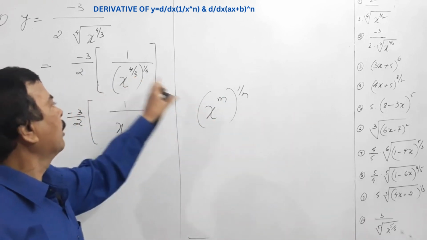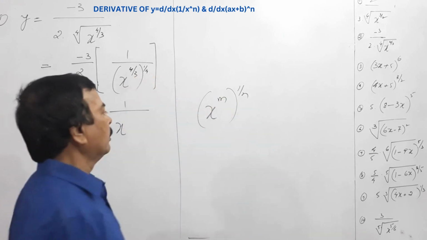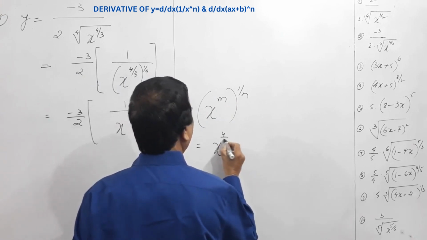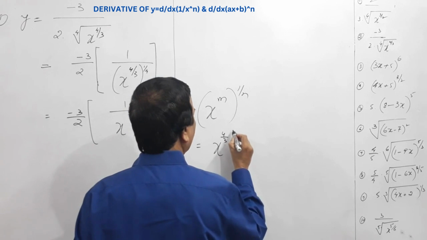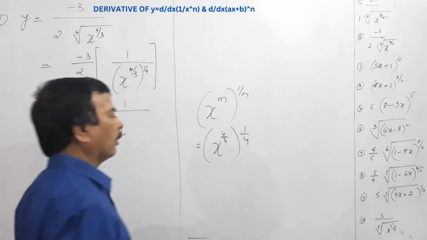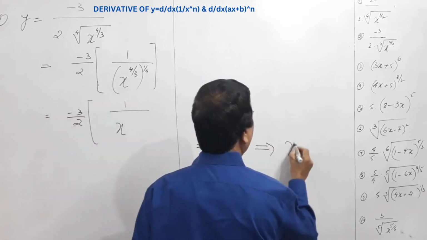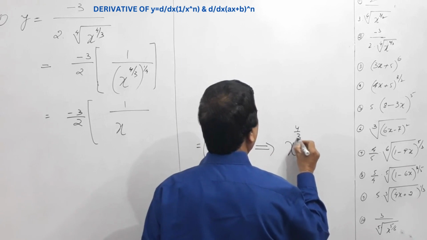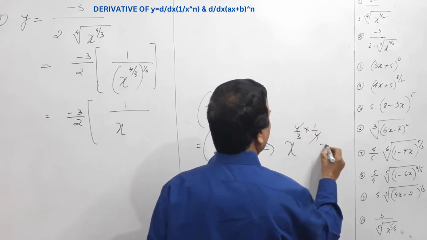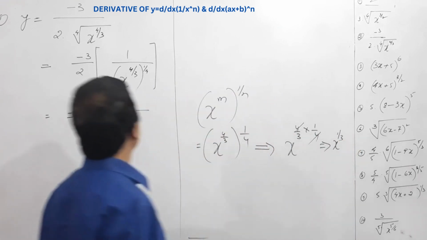x to the power of m is nothing but 4 by 3. 1 by n is 1 by 4. So this becomes x to the power of 4 by 3 into 1 by 4. Right? So this is nothing but x to the power of 4 by 3 into 1 by 4. 4 cancels. This becomes, again, x to the power of 1 by 3.